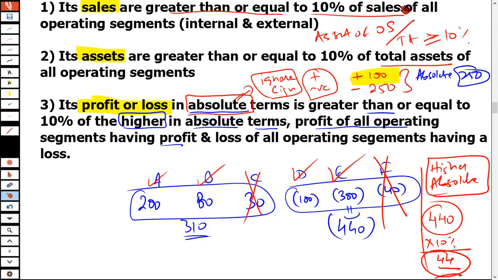Okay, clear. Repeat it again. Okay, I'm just going to do it. Is it because 30/310? No.